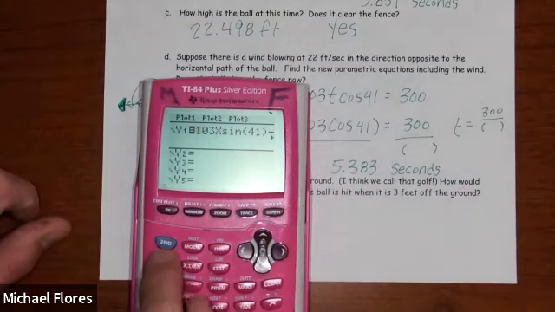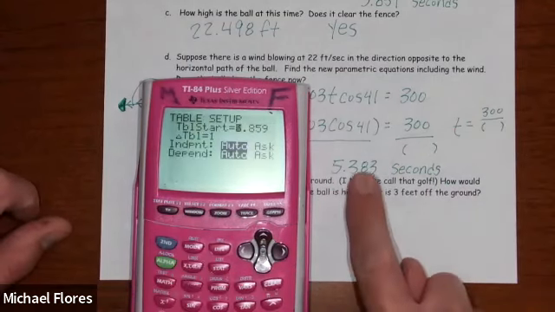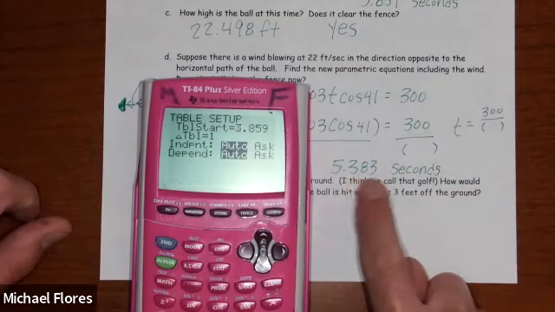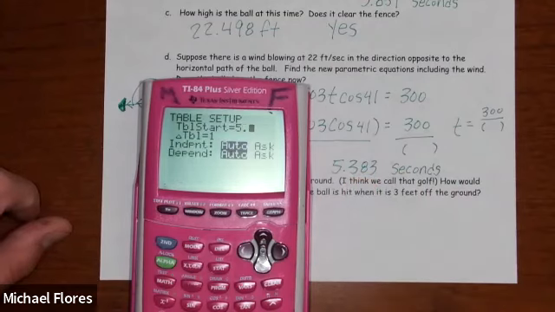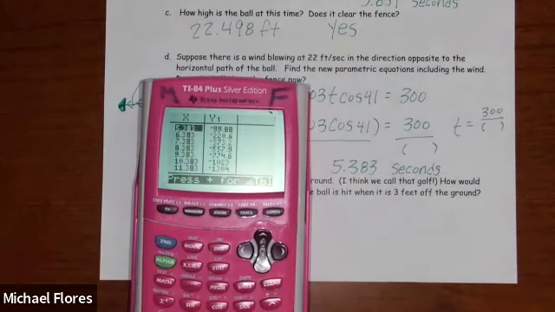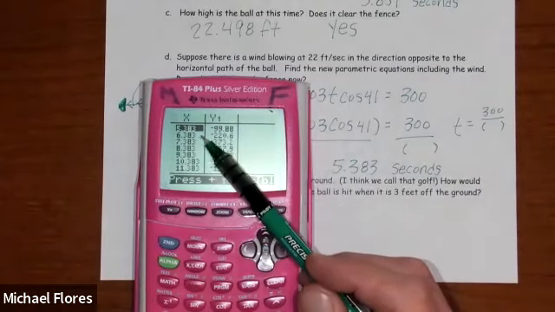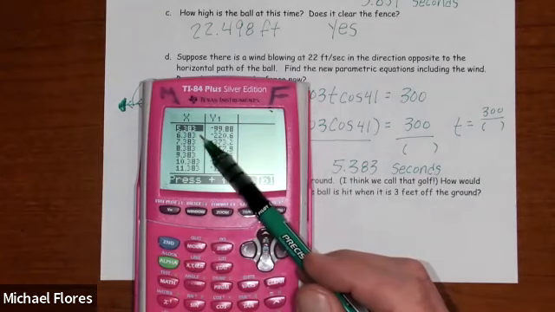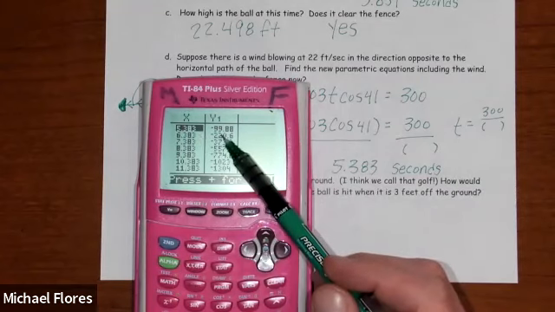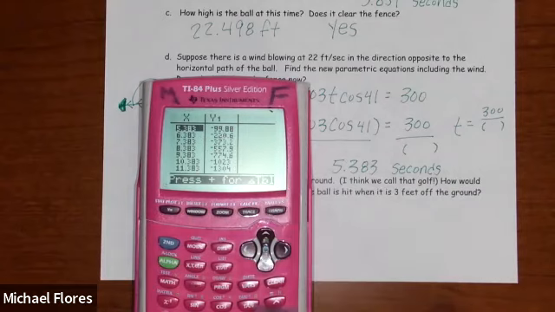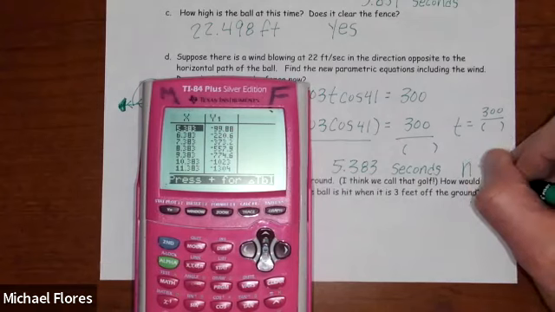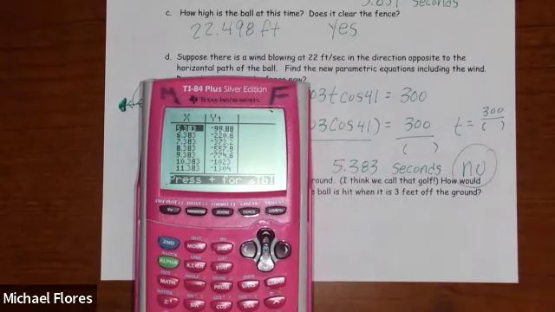What we have to do is hit second window, and now let's input the new seconds that we're trying to solve for here. 5.383, enter, second graph. It looks like after we hit this baseball and it goes into the air for 5.383 seconds, now that we're including wind, it's going to be negative 99.88 feet below the ground. That is not possible. That is not going to happen. So no, it does not go over the fence this time.